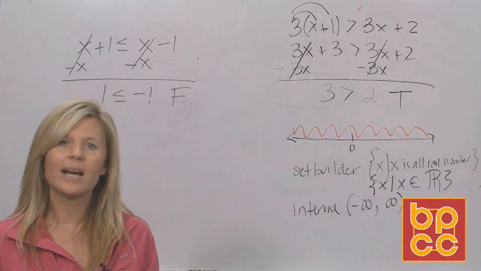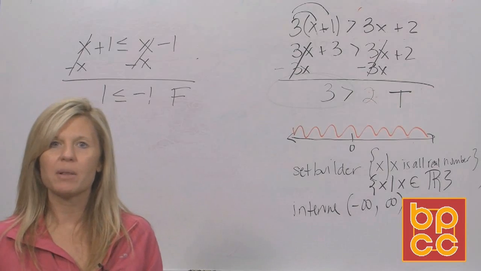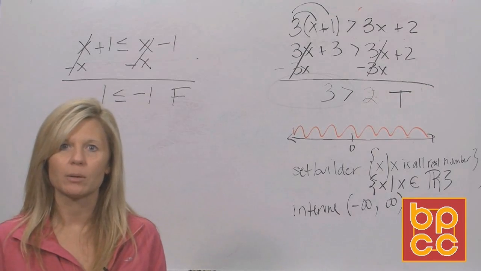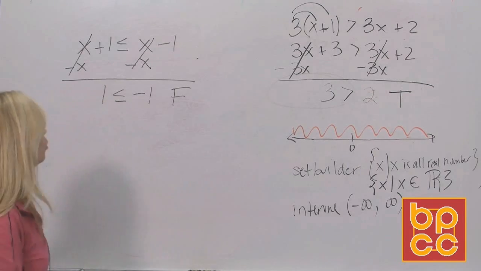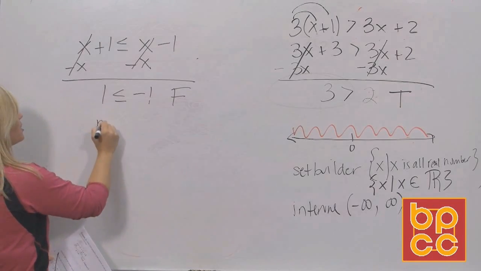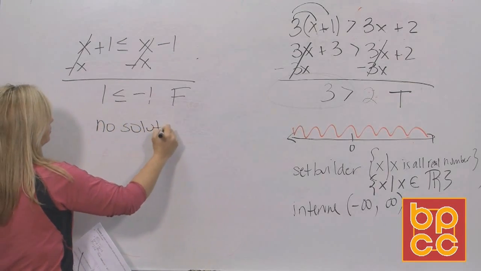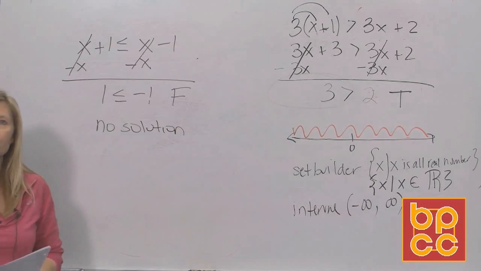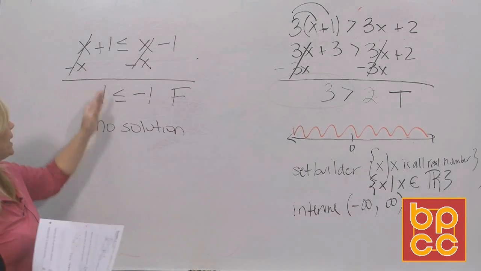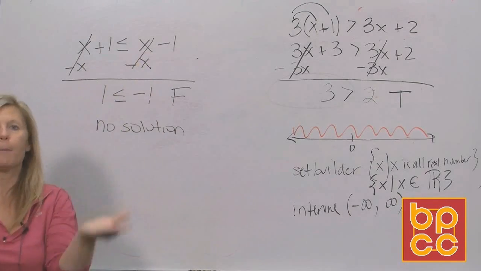What does it mean when you get a contradiction? When you get a statement that's false? What is your solution? Very good. When you get a false statement, it always means there is no solution. No solution means there's no number you could pick to make this balance. I'll prove it to you.